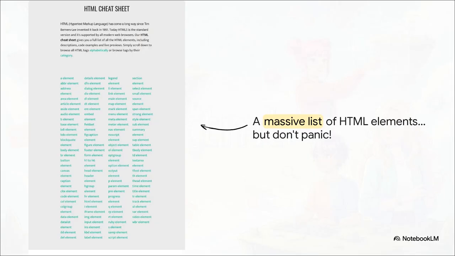Now, if you actually go looking for HTML tags online, you might stumble across a massive, totally intimidating list of elements. I know exactly what you're thinking. No way, that is a giant, overwhelming cheat sheet. But please, don't panic. The best-kept secret of web development is that you really only need to master about 10 to 15 common tags to build the vast majority of the web. Seriously. So we're going to focus purely on those essential high-impact tools today.